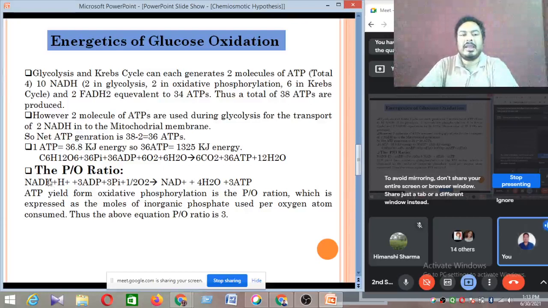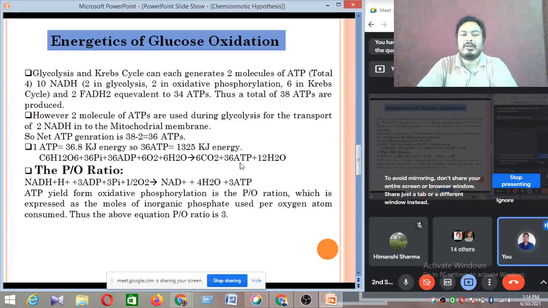You can see NADH plus H plus, to produce 3 ADP plus 3 Pi and half O2 to produce NAD plus 4 H2O and 3 ATP. You can see a total of 3 ATP molecules are formed from one NADH. So from 10 NADH they can produce a total of 30 ATP molecules, and from 2 FADH2 they produce 4 ATP molecules. So 30 plus 4, 34, already produced 4, 34 plus 4, 38, 2 is utilized, 38 minus 2, 36.